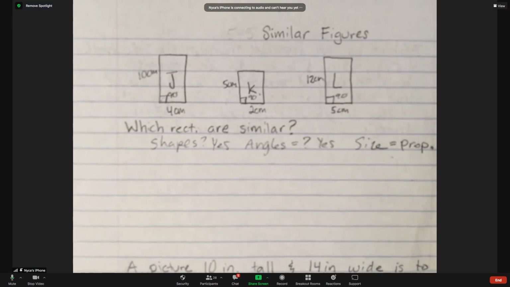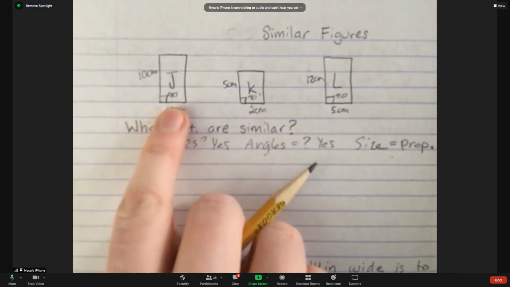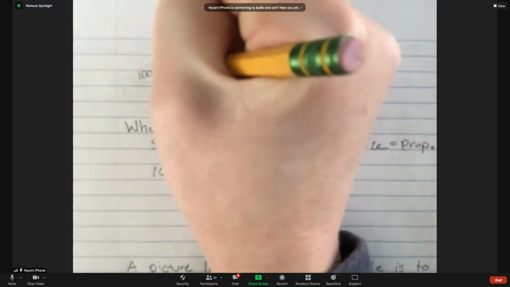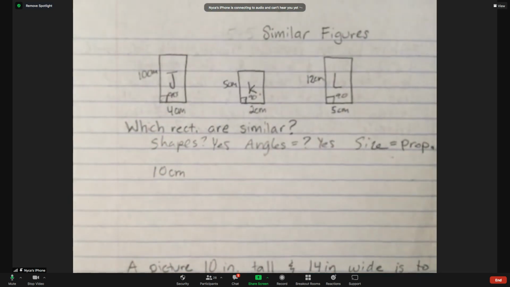So how do we do that? What we have to do is set them up equal to each other to identify and say, okay, are they using the same scale factor? So you come here and you look at the rectangle and I say, okay, this is 10 centimeters. So I'm going to look at the vertical line of J, and the vertical line of J is 10 centimeters. And according to that same exact position in another figure, you're trying to figure out where is that position? What is it equal to?